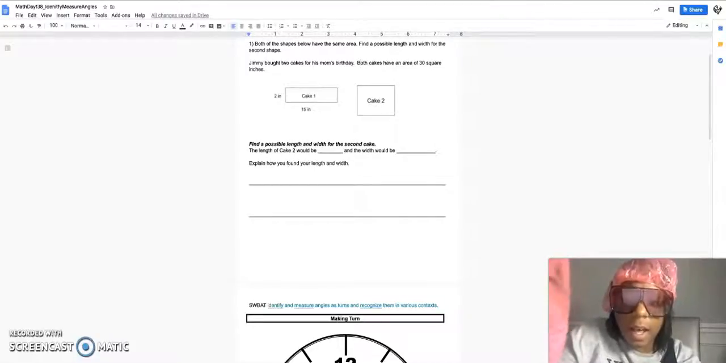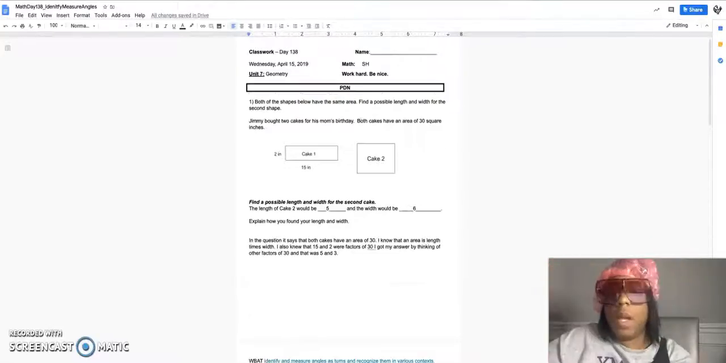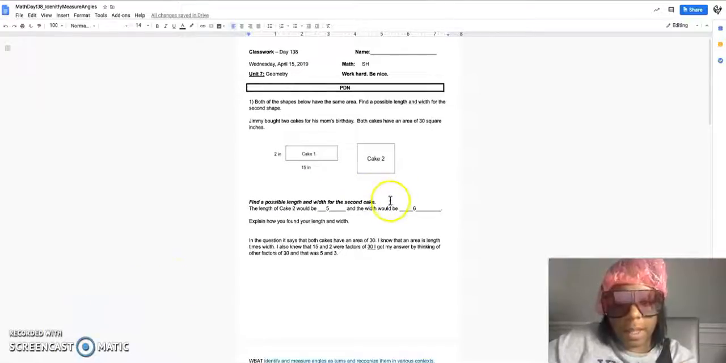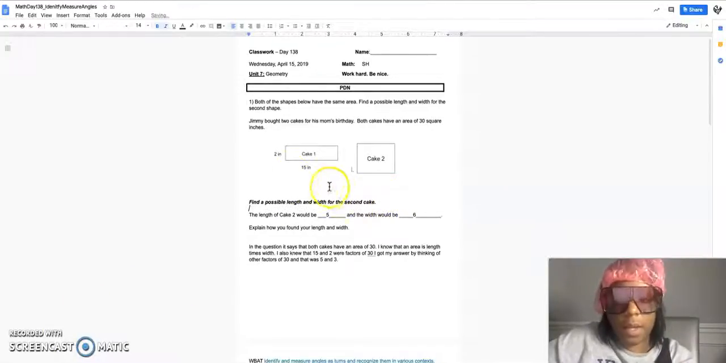The length of cake 2 would be blank and the width would be blank. Explain how you found your length and width. Okay, I'm back and I want to share my answer with you. So they wanted us to find a possible length and width for the second cake. We knew that the length and the width for the other cake was 15 and 2.